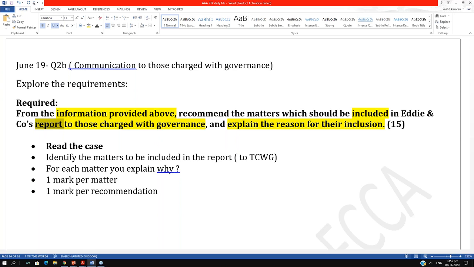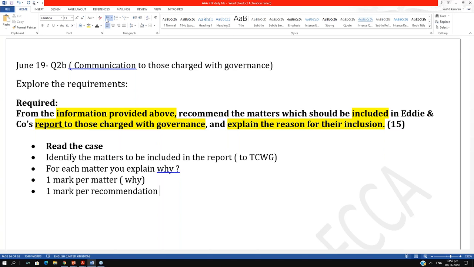I hope you read that in the AA paper, the F8 paper. So 1 mark per matter. And for that matter, if you give a recommendation, you will get 1 mark for the recommendation. So if you pick up a problem, an issue which you will be reporting to those charged with governance, you will get 1 mark for that. But if you recommend to those charged with governance how they will overcome the problem, you will get 1 mark for overcoming the problem.